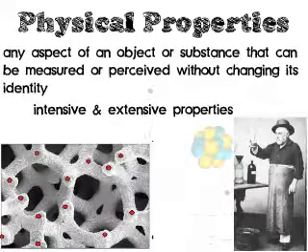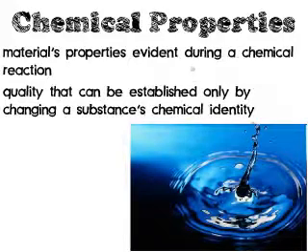Physical property is any aspect of an object or substance that can be measured or perceived without changing its identity, which includes both intensive and extensive properties. The chemical property of an object is evident during a chemical reaction. It's a quality that can be established only by changing a substance's chemical identity.